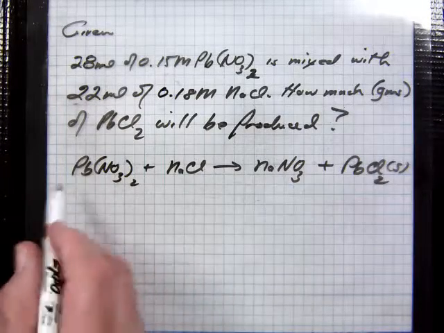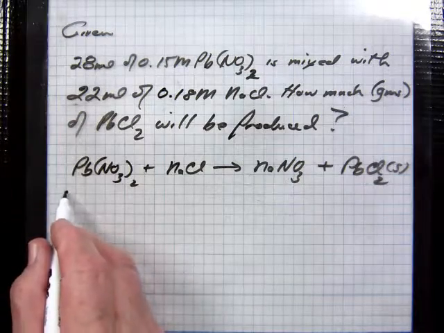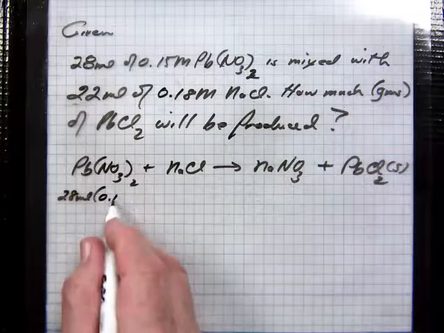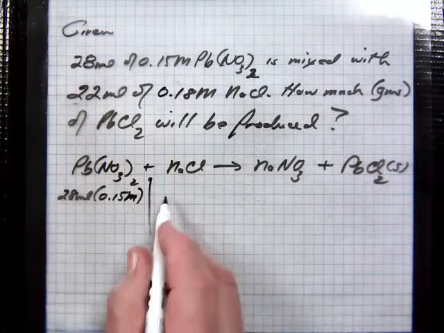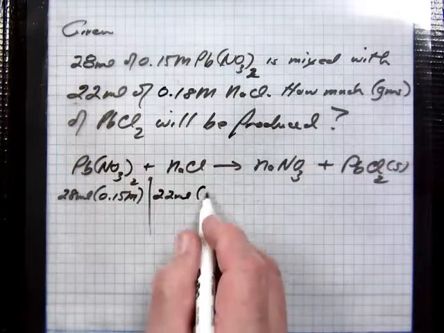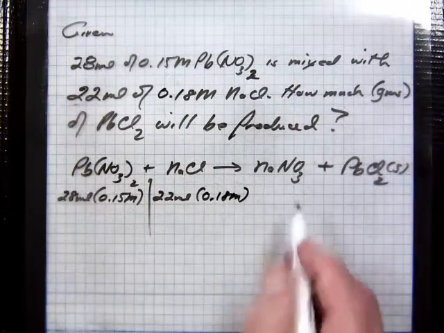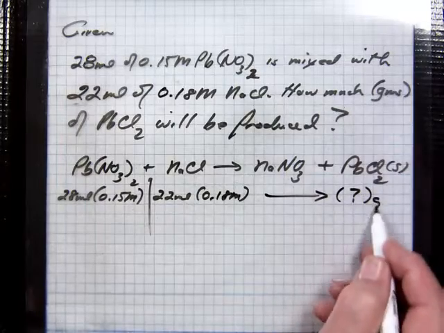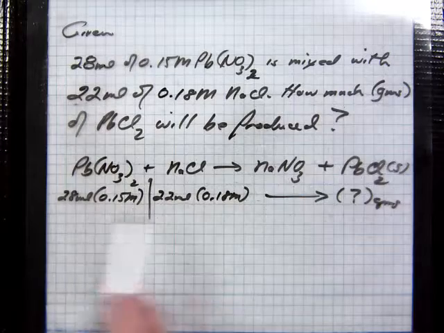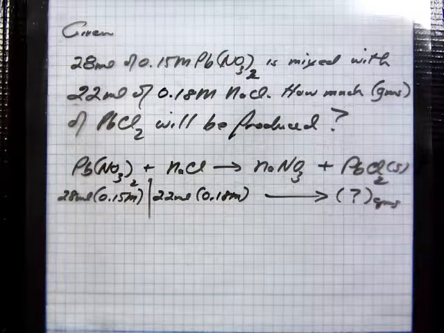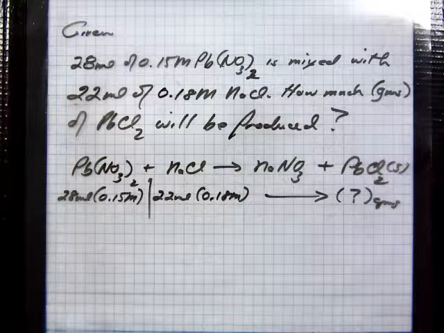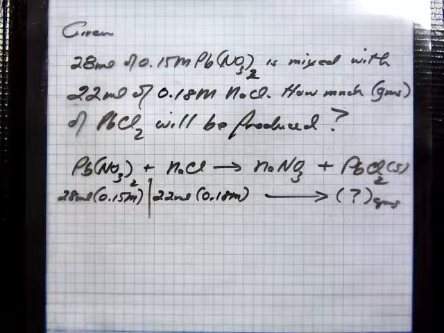So we're starting with 28 milliliters, and I'll put that in parentheses, of 0.15 molar. And I'll separate that one. And then we got 22 milliliters of 0.18 molar. And so, how many of that in grams? That's where we are. So the idea is to get these two to moles, right? How do you get moles out of those numbers? Molarity times volume in liters gives you moles.